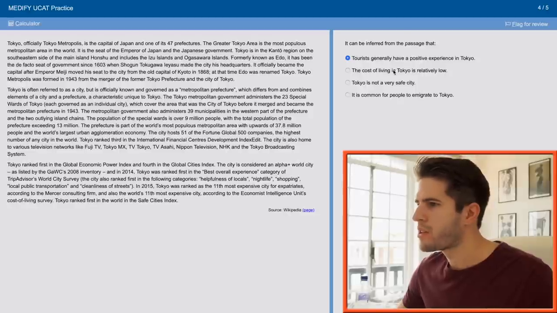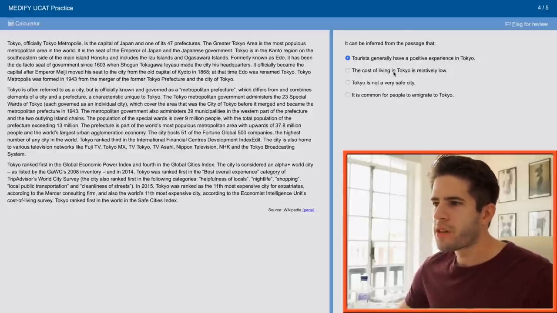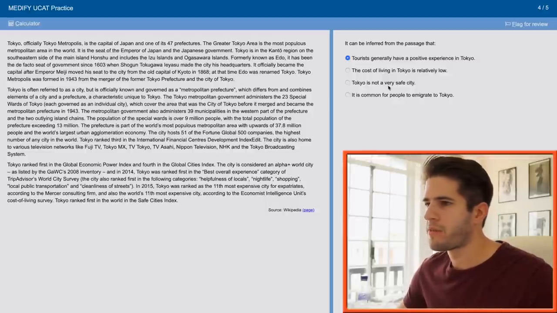Then I'm gonna quickly read these. Cost of living is low. Generally from this paragraph, you get the vibe that cost of living is definitely not low. Tokyo is not very safe. I haven't seen anything about that. It's common for people to emigrate.